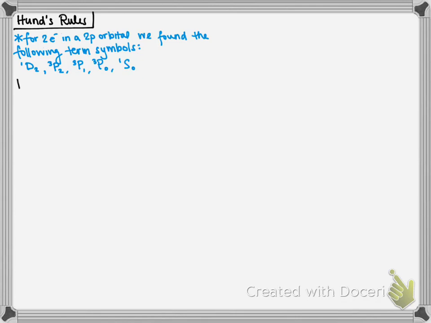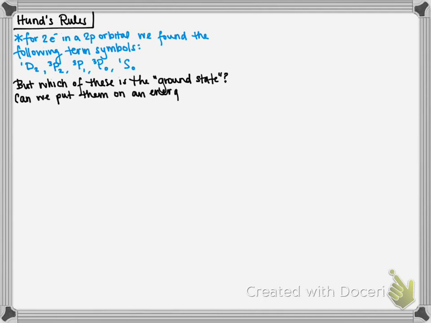Which one of these is the ground state? Which term symbol represents the lowest energy or ground state of the system? Is there a way that we can put them in order, such as putting them on an energy diagram? Can we say this one is the lowest energy, then that one, all the way up to the highest energy state? Turns out that Hund's rules is going to give us a systematic way of putting all of these in order from lowest energy to highest energy. So let's dive right in.